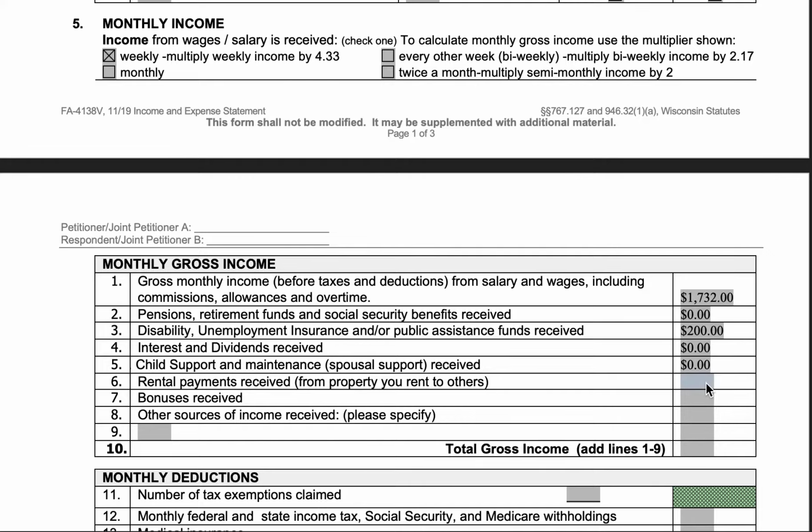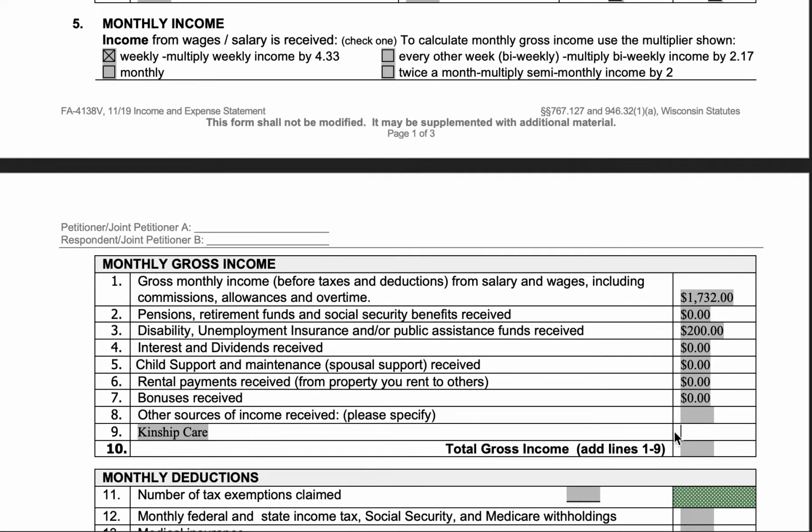Number 6 is for rental payments you receive. So if you have like a duplex and you rent the other half out or something like that, you'll put it there, if not 0. Number 7 is for bonuses that didn't get included for some reason in number 1. So you'll list them there. And then if you have any other source of income that didn't fit cleanly into these categories, you'll list it here. So one that we see sometimes is if somebody gets kinship care, or maybe they'll say, I receive SSI on behalf of a minor child, and you'll write that amount there.